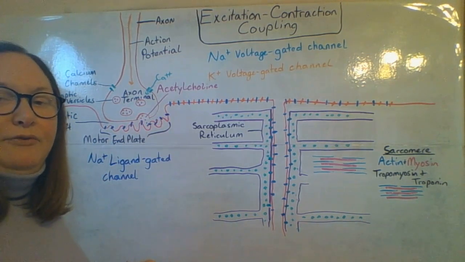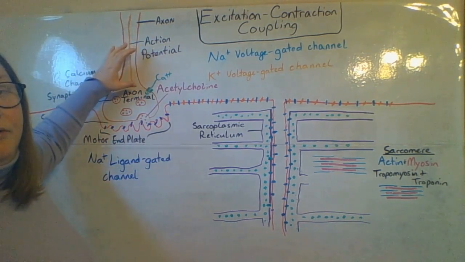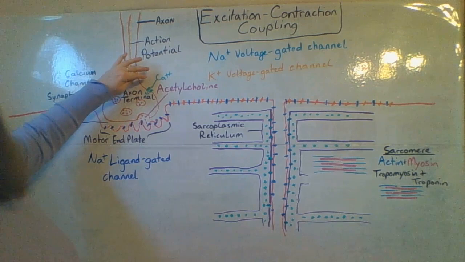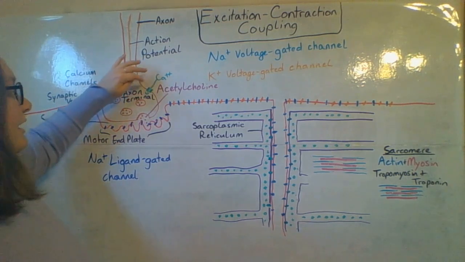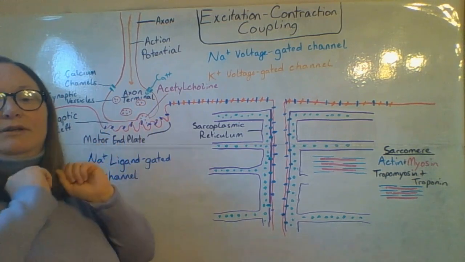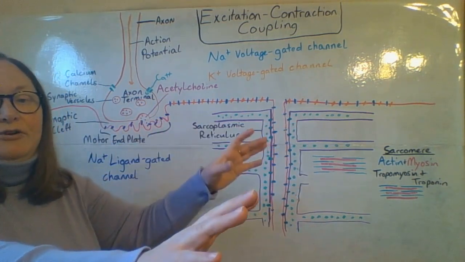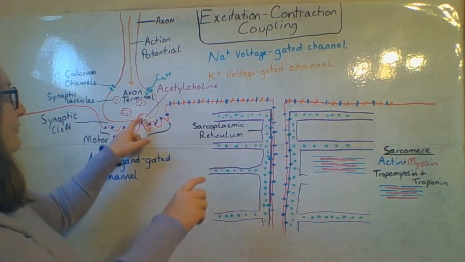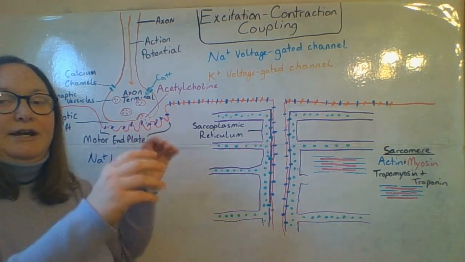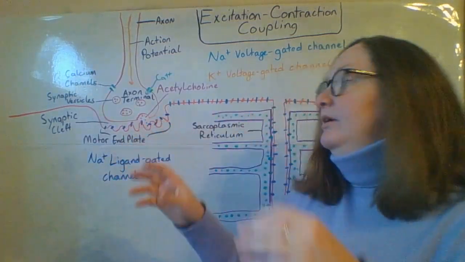So let's pause and back up. We have our axon, action potentials coming down, triggers calcium to come in. Calcium comes in and tells it to release those vesicles. So it releases the vesicles, and the proteins inside, which are acetylcholine, go out into the synaptic cleft. And they diffuse across the synaptic cleft, just diffusion.